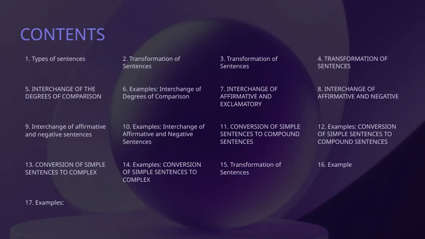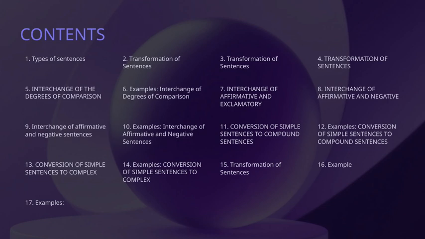Let's take a closer look at the contents of today's lesson. First, we have the different types of sentences, which form the foundation of our discussion. Moving on, we explore how to transform sentences, a key skill in effective communication. We then examine the interchange of degrees of comparison, understanding how to shift between positive, comparative, and superlative forms. Next, we look at how affirmative and negative sentences can be interchanged, which is essential for clarity and emphasis.